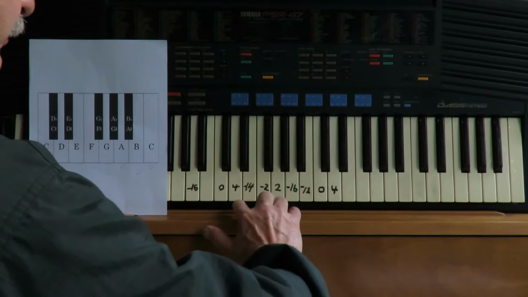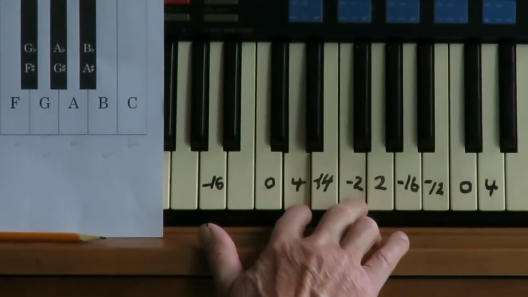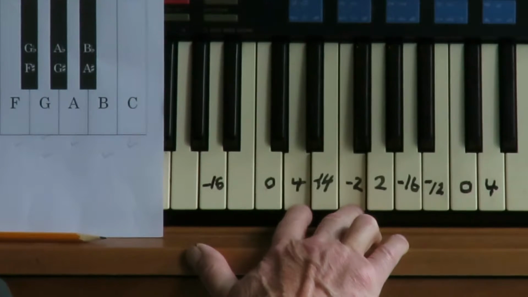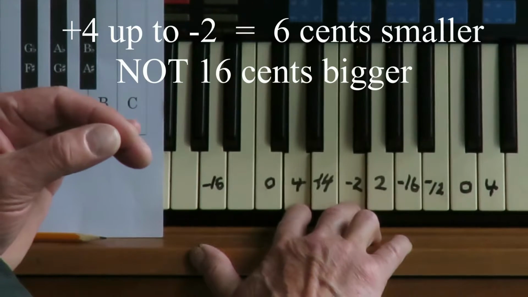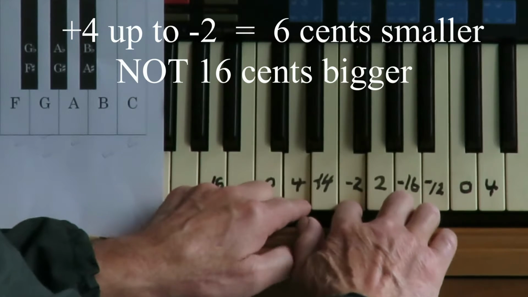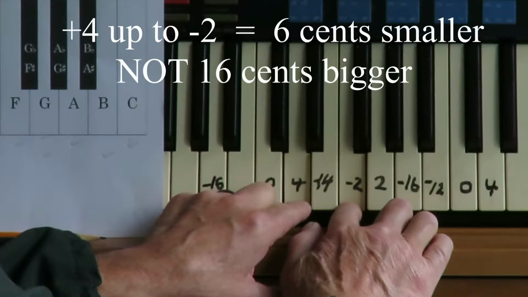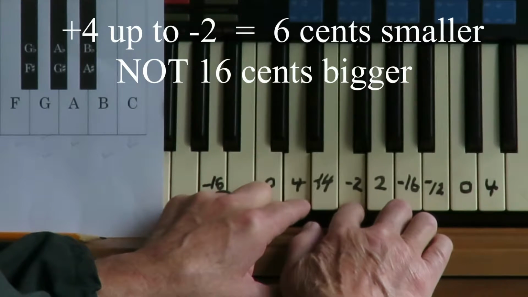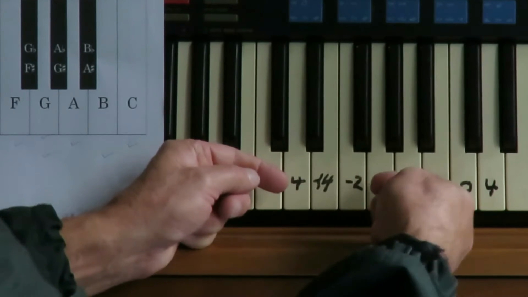D minor. Here's our D minor chord. Is this 16 cents too big? No, 6 cents too small. Goes from plus 4 to minus 2. I mean, it's 6 cents too small, not 16 cents too big. Bad. This will be foul. Okay? See again? Plus 4 to minus 2.